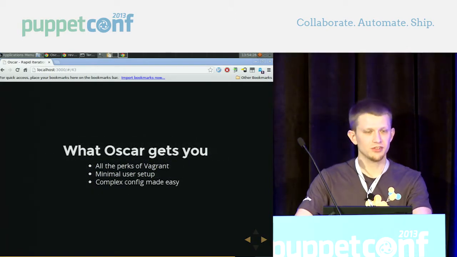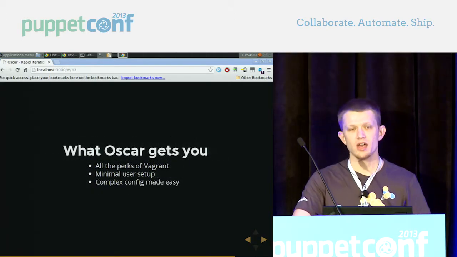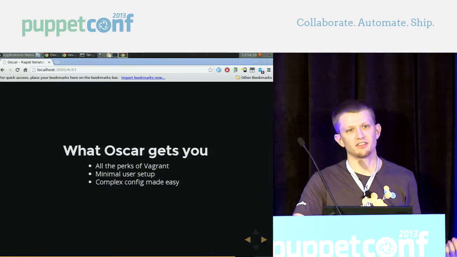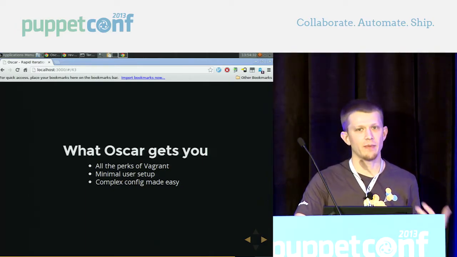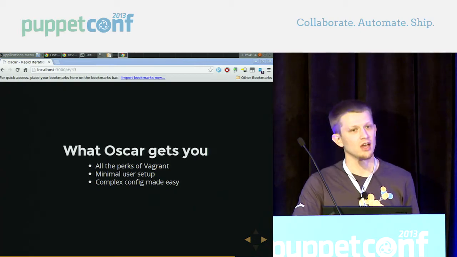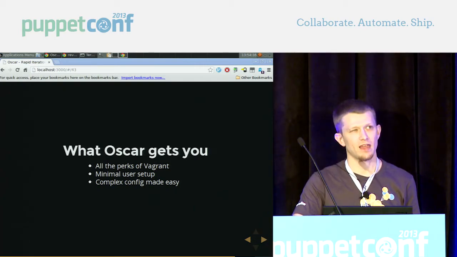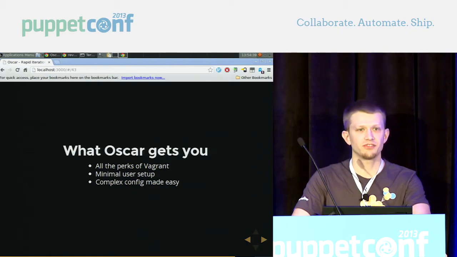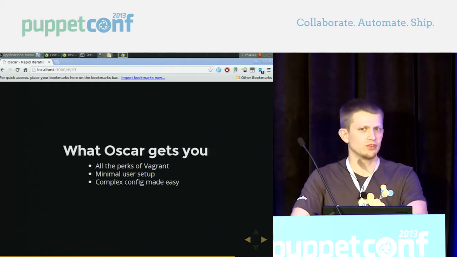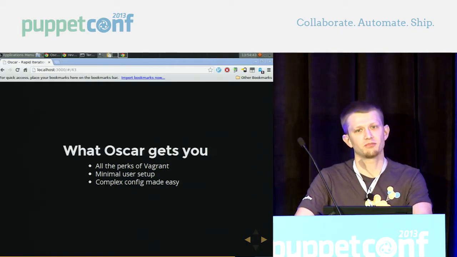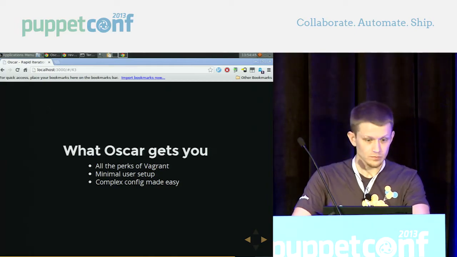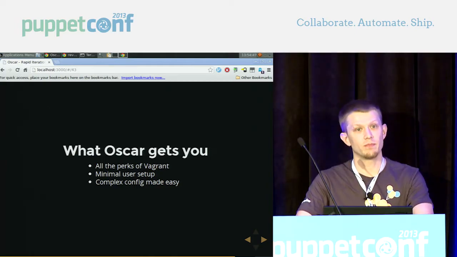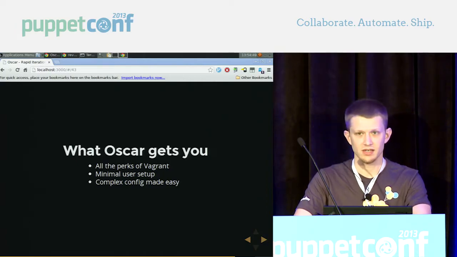So what Oscar gets you, you get all the perks of Vagrant. So you have all the provisioners that already exist. There's Rackspace, there's AWS providers. At this point, I think if you're using any sort of VM solution, you can use it with Vagrant. You can actually do bare metal with Vagrant at this point, too. So you have all that working, and now you can deploy Puppet Enterprise on it whenever you want.